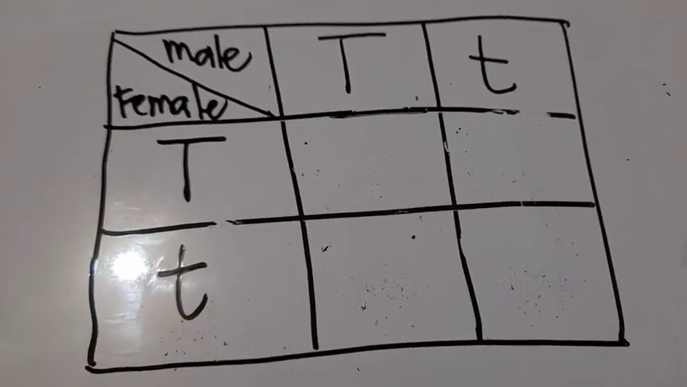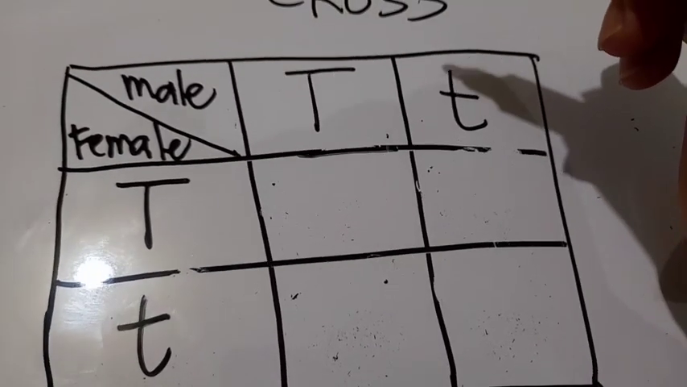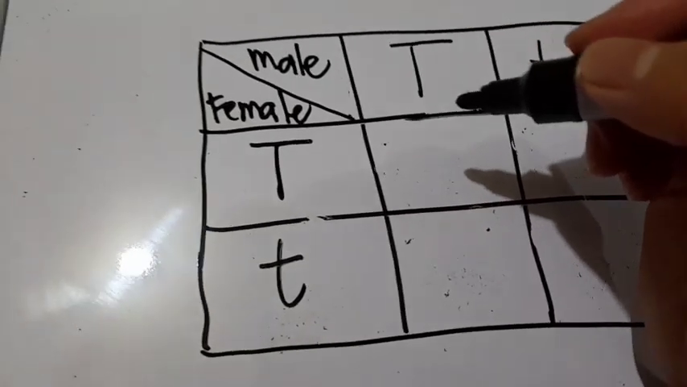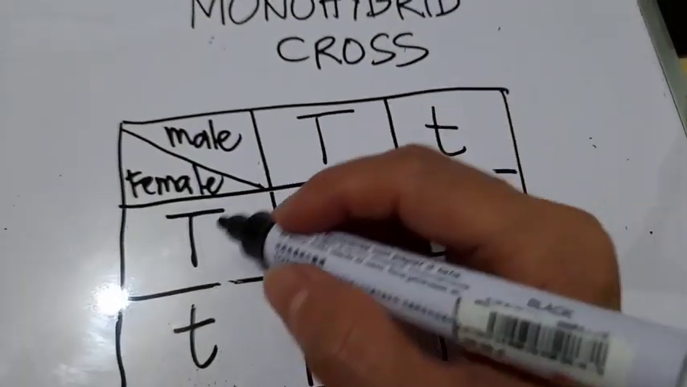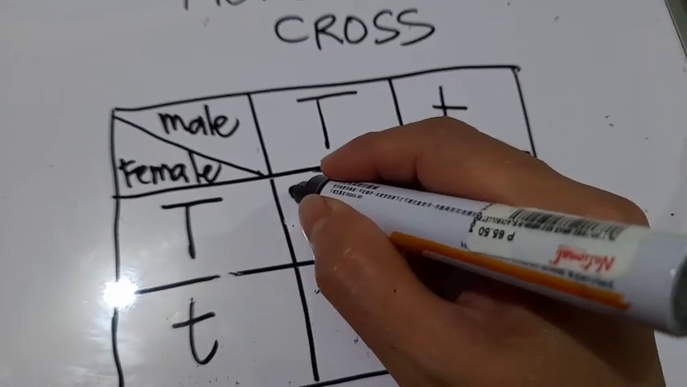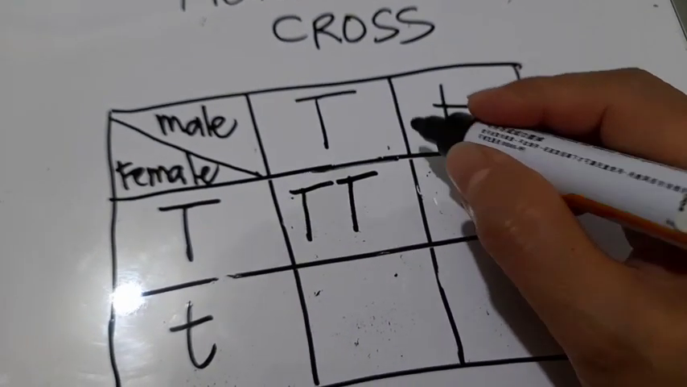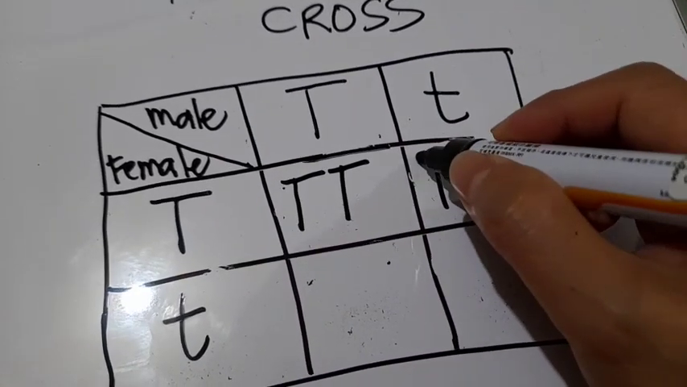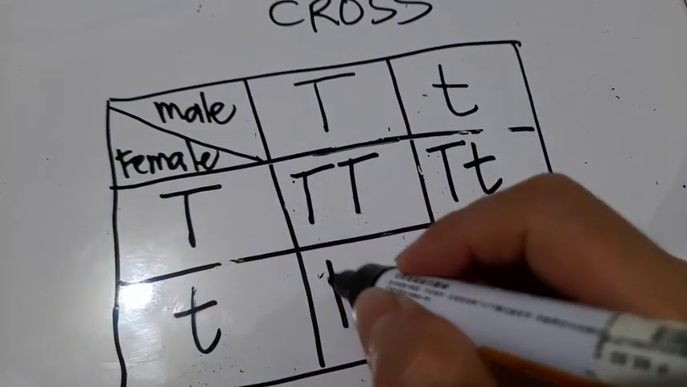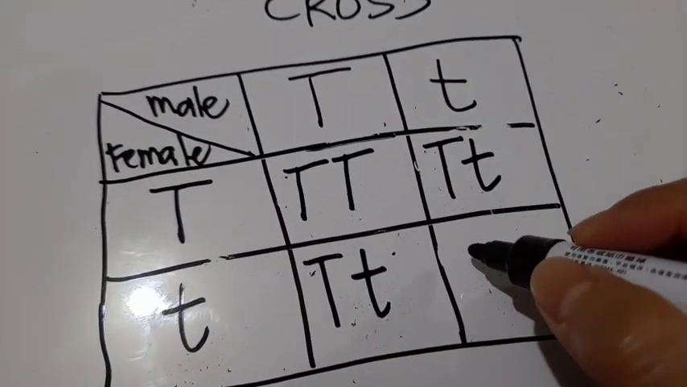What about if both parents are heterozygous tall? So the male plant is heterozygous tall. The female plant is also heterozygous tall. So what will be the outcome of the cross? So again, you will just pair number 1 with number 1 gene. So the phenotype of this is tall. Number 1 with number 2. So this is another tall. Number 2 with number 1. Tall. And the last offspring is short.